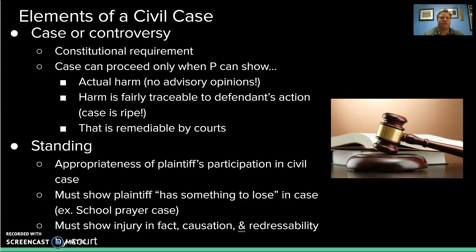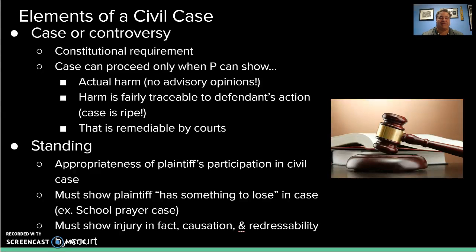This is a constitutional requirement. This is written into the U.S. Constitution. A case can proceed only when the plaintiff can show that they were actually harmed, that the harm was fairly traceable to the defendant's action or omission, and that it can actually be fixed by the courts, that the remedy can actually be something that the courts can do.